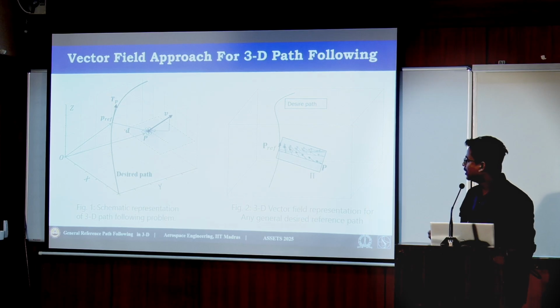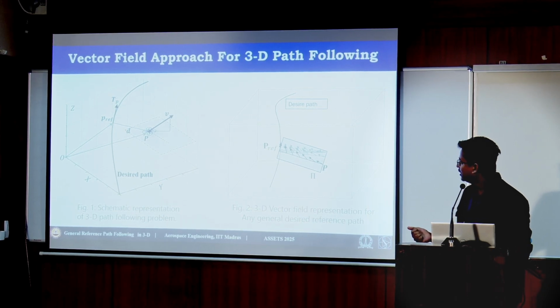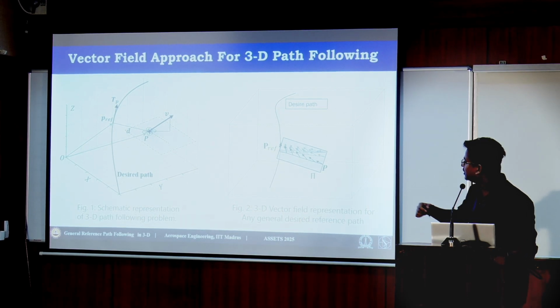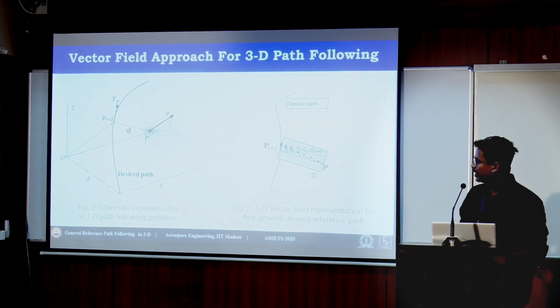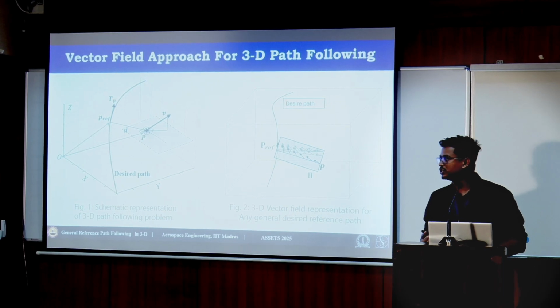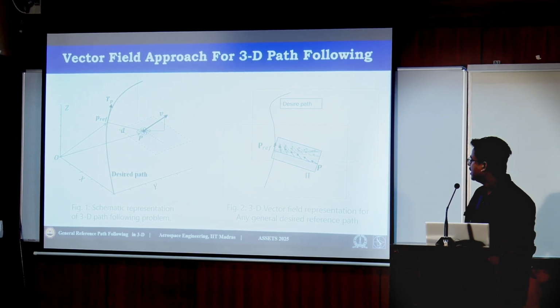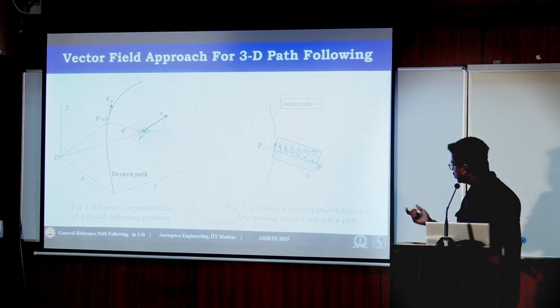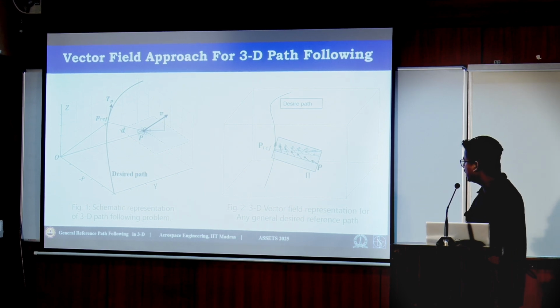And so let's consider one desired path, as given in figure 1, and at some point I am at position P. To define a vector field based on my current position and my closest point P ref, I will define one plane, let's say pi, as shown in figure 2.